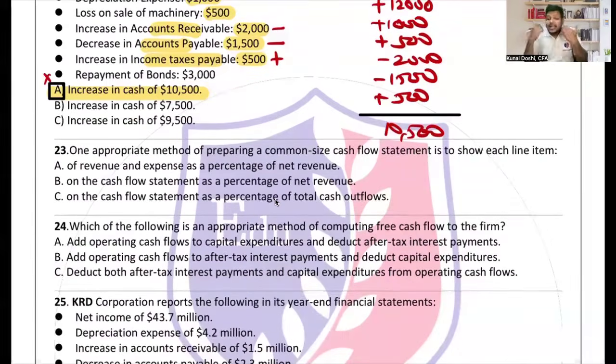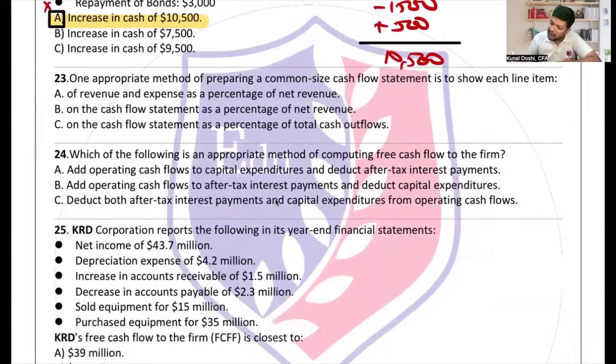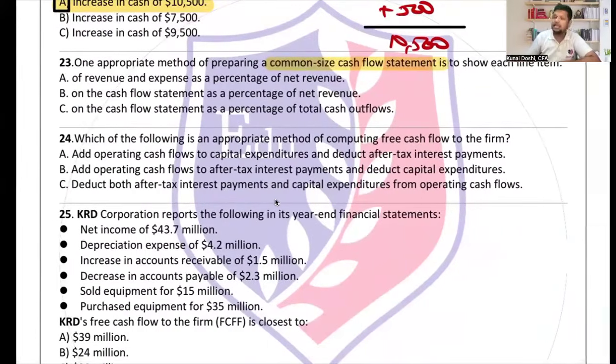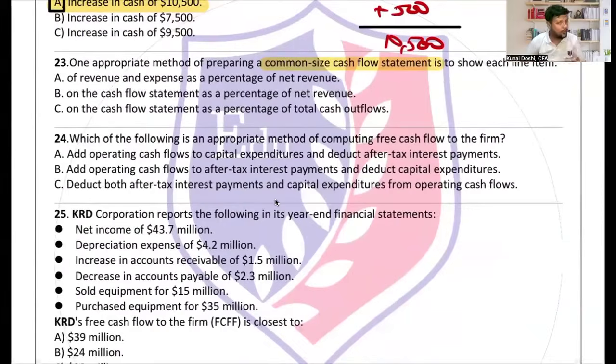Okay, now we move to the second topic of cash flow, where you had FCFF, FCFE, and the common size cash flow statement. Okay, so see this. One of the appropriate methods of preparing a common size cash flow statement. Common size cash flow statements are done in two ways. Either you divide all the numbers by revenue, same as the income statement, or you divide each cash outflow by total cash outflow and each cash inflow by total cash inflow. Both ways. So, option A: show each line item of revenue and expense as a percentage. No, that's the income statement. A is not the answer.